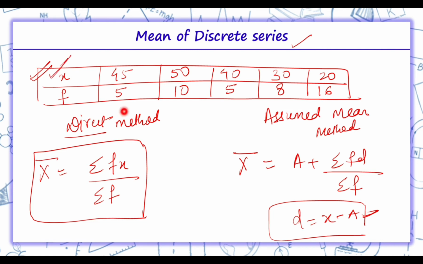Let's suppose over here we are provided with 4 or 5 marks of the students. So the middle number is the assumed mean, and this is known as a.